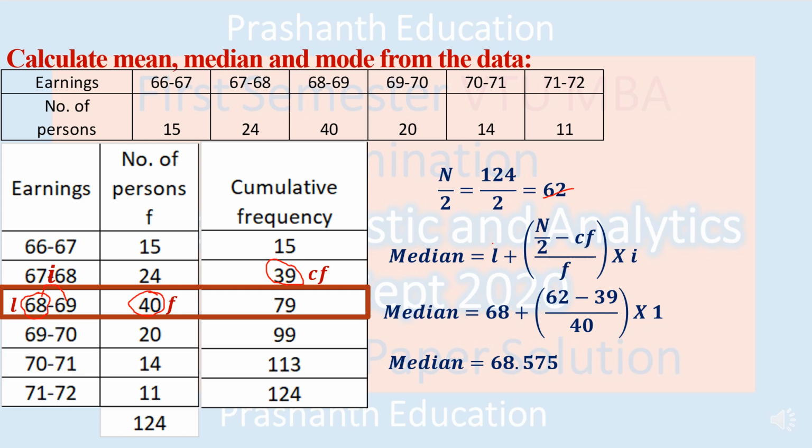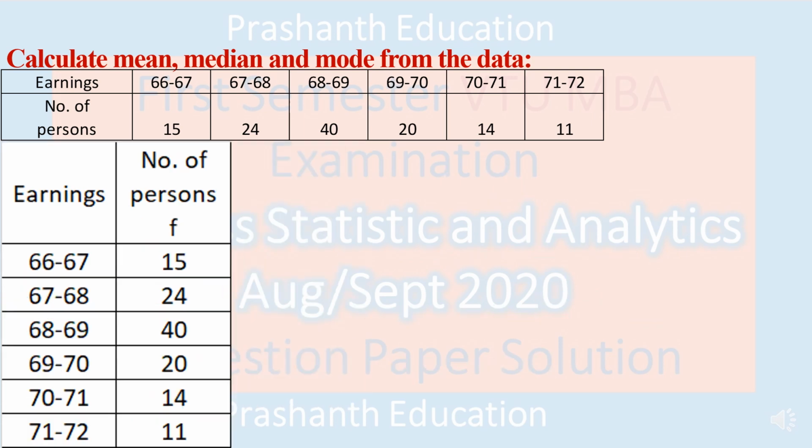Okay, now let's calculate the mode. We know the formula for the mode is L plus (F1 minus F0) divided by (2F1 minus F0 minus F2). Delta 1, delta 2, all these things are there. I think this is the best way of doing it, that's why I've taken this formula. Any formula you can use will give you the same answer, but you need to know that sometimes they write it as delta 1, delta 2. You need to remember it.